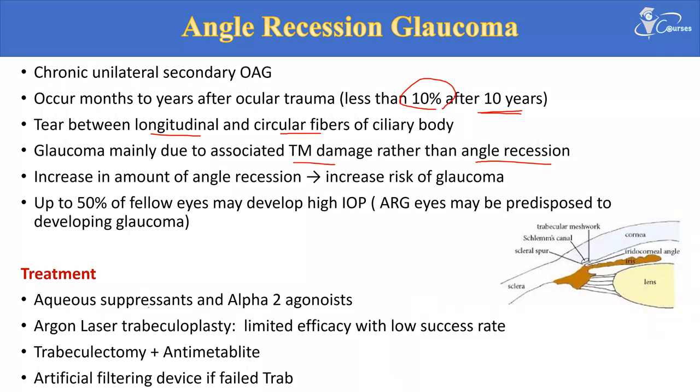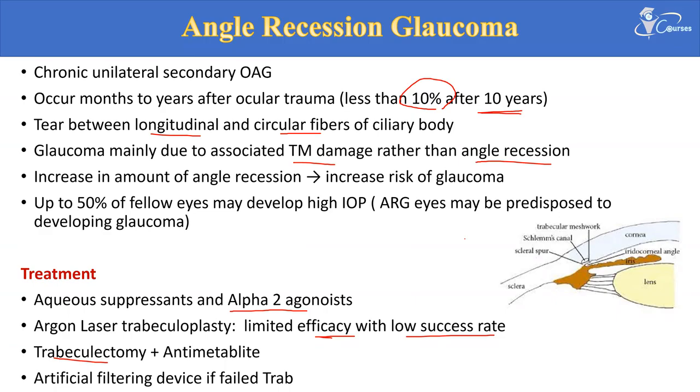I'm just stressing the diseases where there is specific treatment or specific precautions in the treatment. For angle recession glaucoma, aqueous suppressants and alpha-2 agonists will be helpful. Argon laser will be of limited efficacy and low success rate. If medical treatment is not effective, the treatment will be trabeculectomy with antimetabolites. And if that is not effective, then an artificial filtering device or glaucoma drainage device.